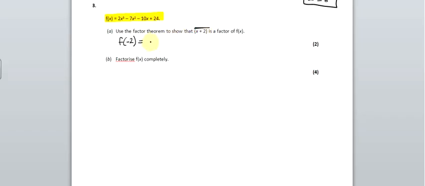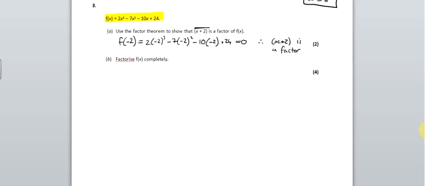So we're going to write out the substitutions. We've got 2 brackets minus 2 to the power of 3, minus 7 brackets minus 2 squared, minus 10 brackets minus 2 plus 24. And you type that into your calculator and you get 0. So we can say therefore x plus 2 is a factor.